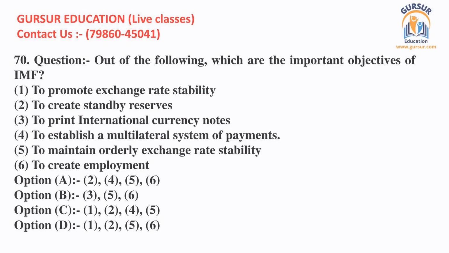Question number 70. Out of the following, which are the important objectives of IMF? 1. To promote exchange rate stability. 2. To create standby reserves. 3. To print international currency notes. 4. To establish a multilateral system of payments. 5. To maintain orderly exchange rate stability. 6. To create employment. Option A is 2, 4, 5, 6. Option B is 3, 5, 6. Option C is 1, 2, 4, 5. Option D is 1, 2, 5, 6. The right answer of the question is option C, and that is 1, 2, 4, 5.